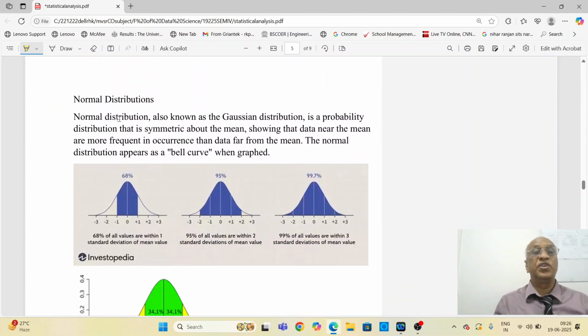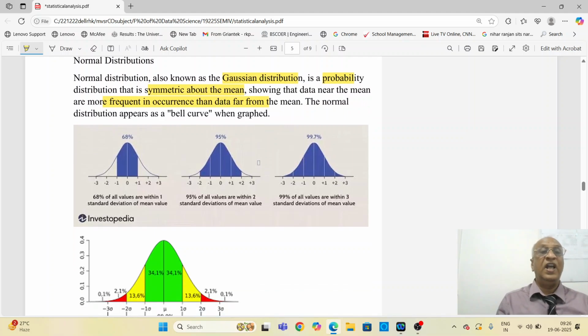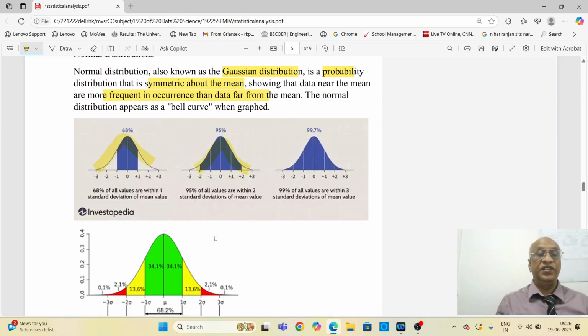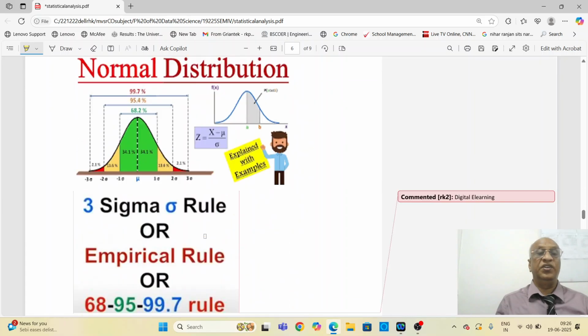What does normal distribution say? It is also called Gaussian distribution. It is a probability distribution, okay? And that probability distribution is symmetric about the mean, showing that the data near the mean are more frequent in occurrence than the data far from the mean. This Gaussian distribution, this normal distribution, appears like a bell curve. So if you can see here, this is a bell curve, and this is a bell curve here.